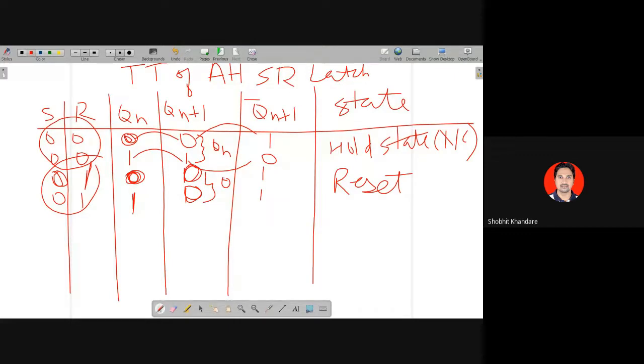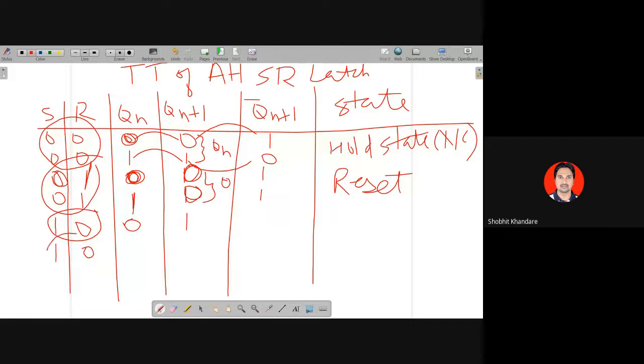Now tell me, when it is 1 0 in both the conditions, if my present state is 0, tell me what is the next state. It should be 1 because S is equal to 1, R is equal to 0. So this is a set condition, so your output should be 1.